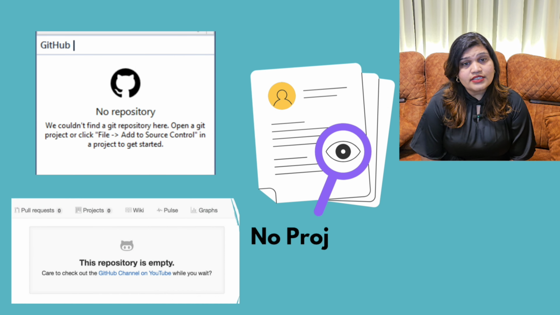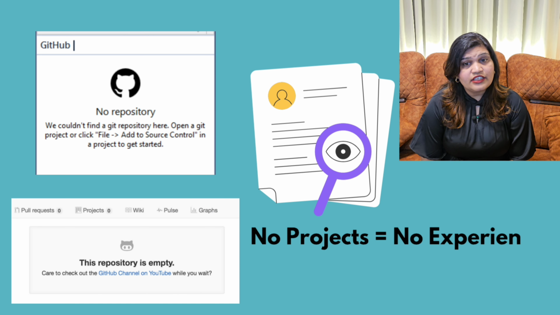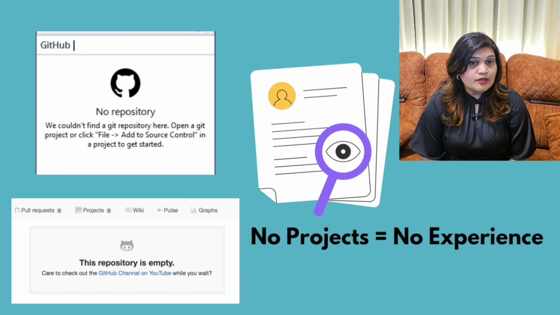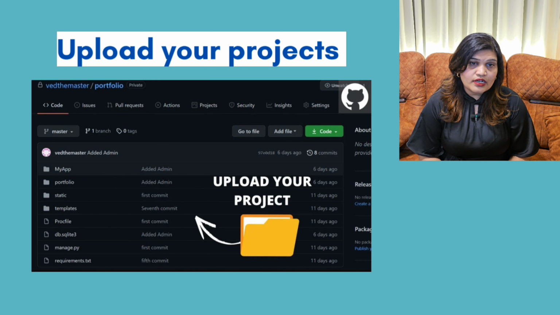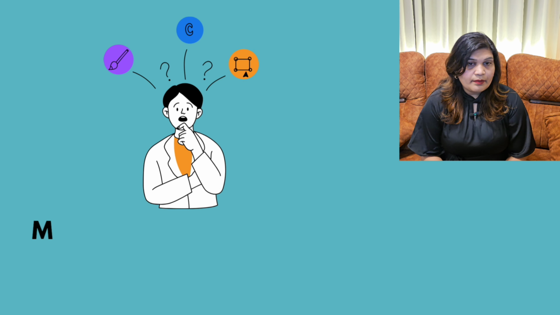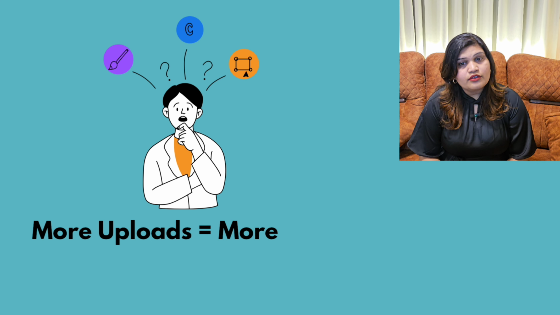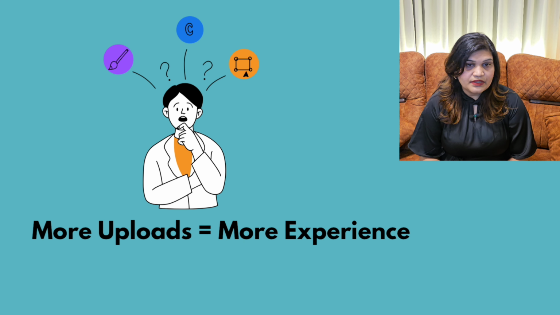Mistake 3, not adding any projects, or worse, leaving your repositories empty. A GitHub profile with no code is like a resume with no experience. You can't show your skills if there's nothing to show. Start by uploading any projects you have worked on, even if it's something small like a basic calculator or a to-do list app. It doesn't matter if the project isn't perfect. What matters is showing your progress and the fact that you're coding. Remember, the more you upload and contribute, the more you show that you're actively learning and building. And that's exactly what recruiters want to see.